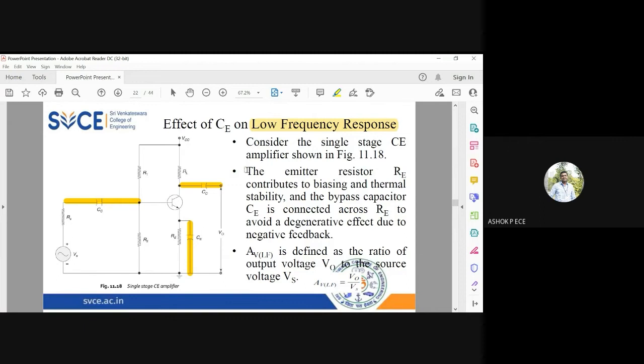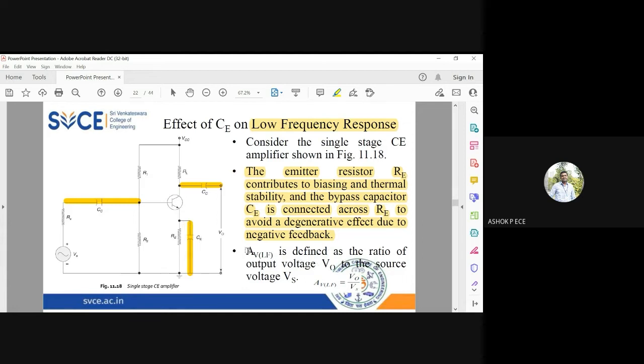Okay, so this circuit is biased by a voltage divider bias, and this RE is going to contribute to the stability of my circuit. And I'm going to have a capacitor, bypass capacitor CE, which is connected parallel to RE to avoid the ohmic power loss which is going to happen across the RE. So I'm going to measure what is the voltage gain, including this CE.